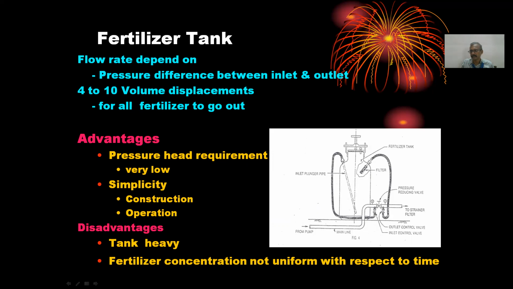And one small disadvantage is that you will not be able to get a constant fertilizer concentration in the irrigation water, because to start with you will have a higher concentration. After some time you will get lower and lower. So the fertilizer concentration in the irrigation water may not be constant.